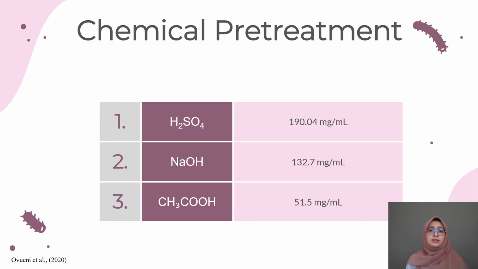In cassava peels, the best pretreatment is by using chemical pretreatment, particularly concentrated acid. This is in accordance to a study by Ovuni and his co-researchers, which stated that pretreatment by using sulfuric acid yields the highest result, followed by sodium hydroxide and ethanoic acid.